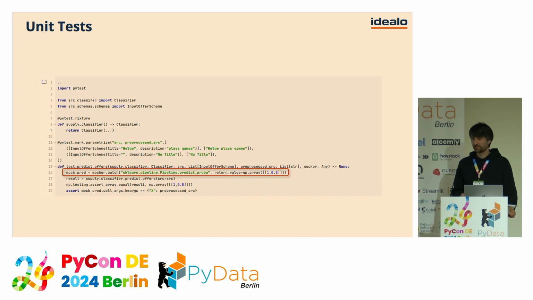And the most important technique that we like to use is mocking. Mocking allows you to override specific functions, especially for large models. As I said, we are not able to load them during the test time, and we use mocking most of the time to fake the model output predictions.